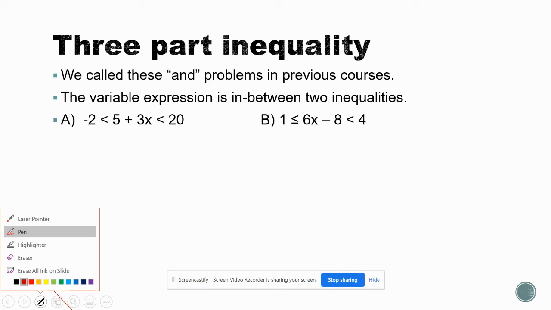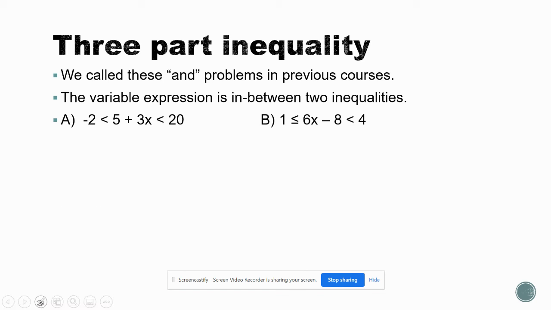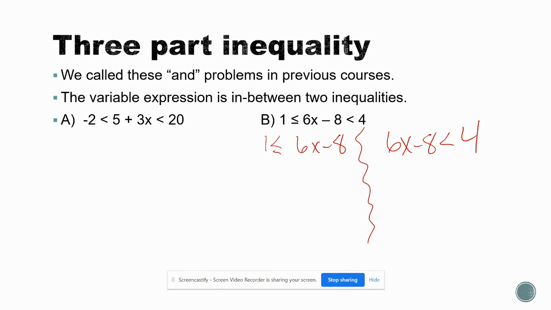Let's look at a different way to solve this. Let's say that looking and doing all of that together at once doesn't really work for us. Instead, I'm going to separate this into two separate problems. So in our first problem, we have 1 is less than or equal to 6x minus 8. In our second problem, we have 6x minus 8 is less than 4.